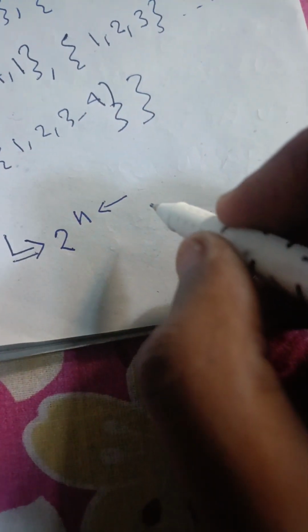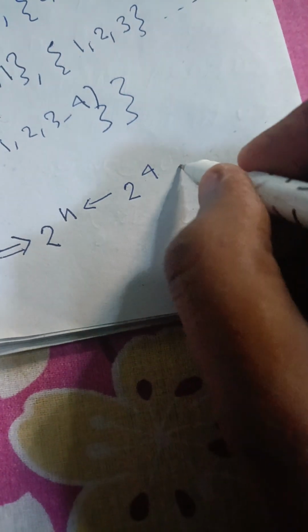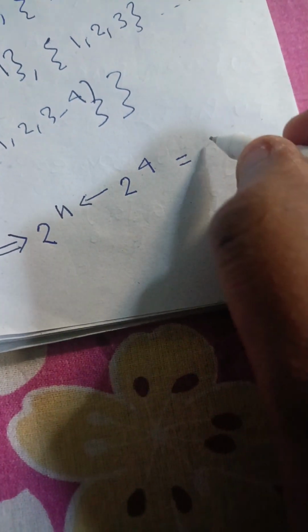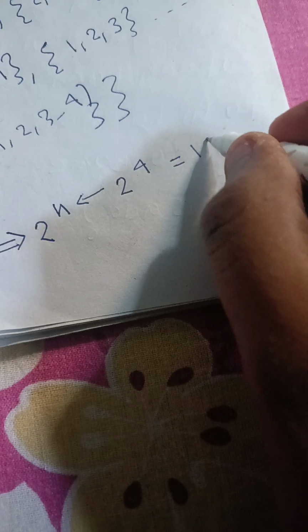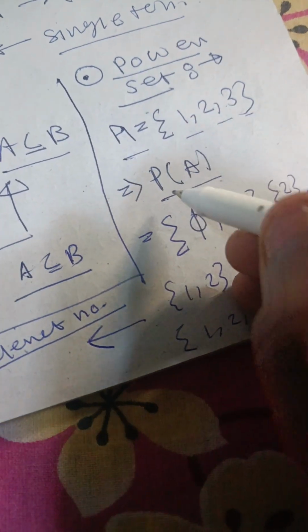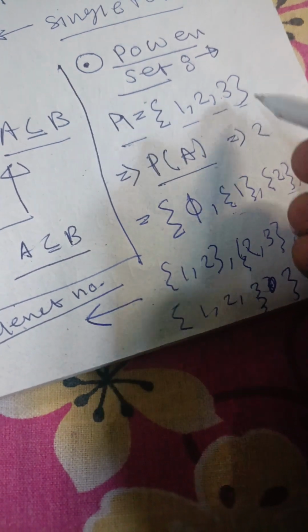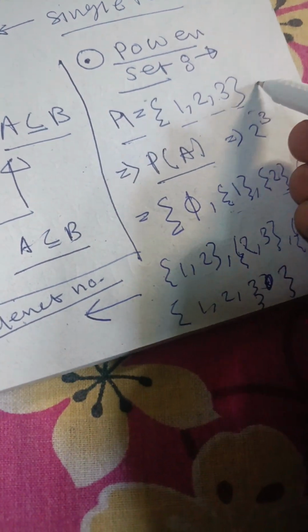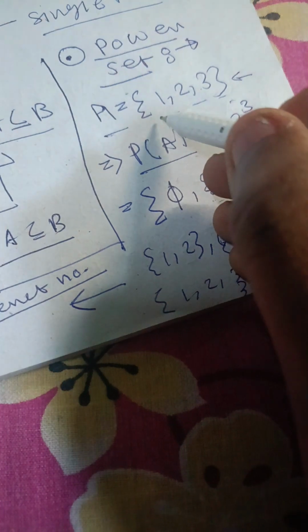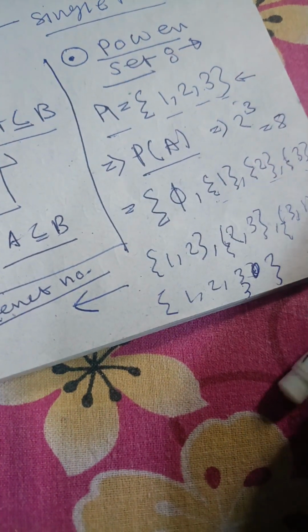The number of elements present in the power set of A is 2 to the power 4, that is 16. And here A has 3 elements, so the power set of A has 2 to the power 3 elements, because 3 is the cardinal number of A, because A has 3 elements in it, so that will be 8.